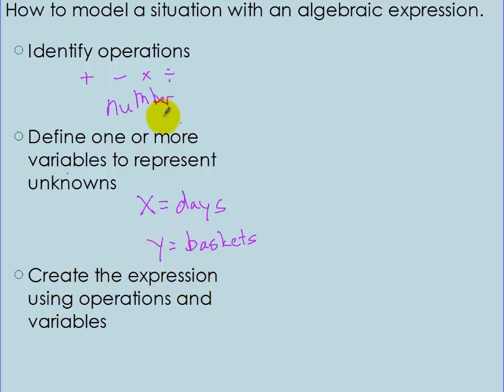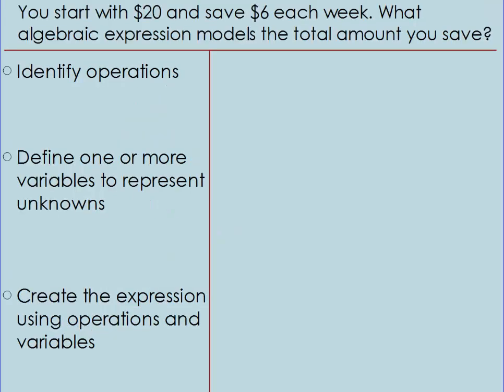Create an expression. Once you have your operations and you define your variables, then you can start creating that expression using the operations and the variables. So let's see how that actually works out. Here's an example, and write this down. You start with $20 and save $6 each week. What algebraic expression models the total amount you save?